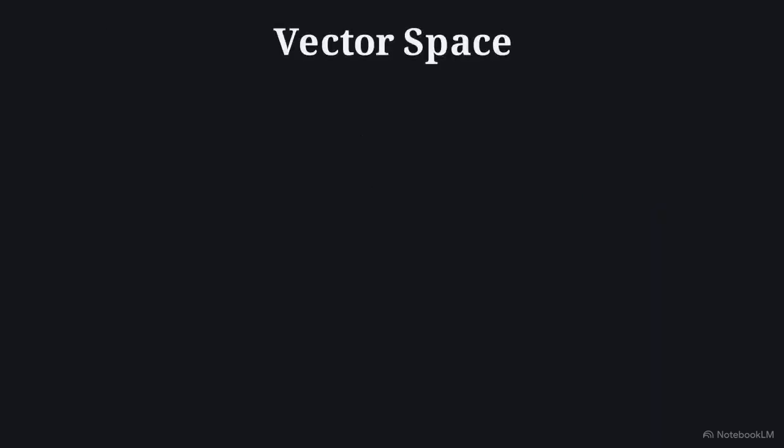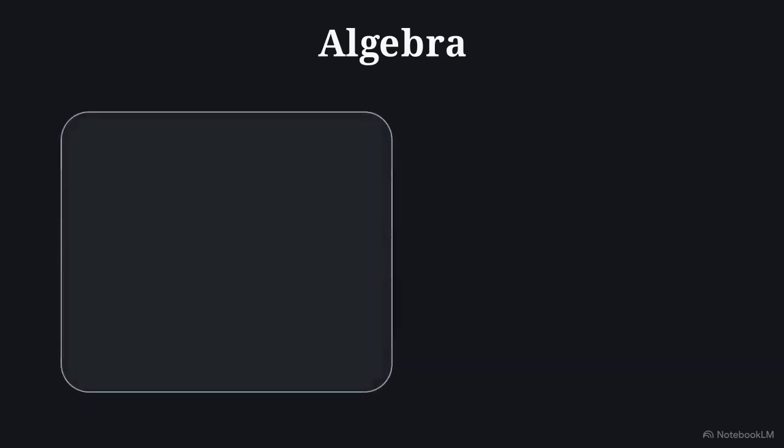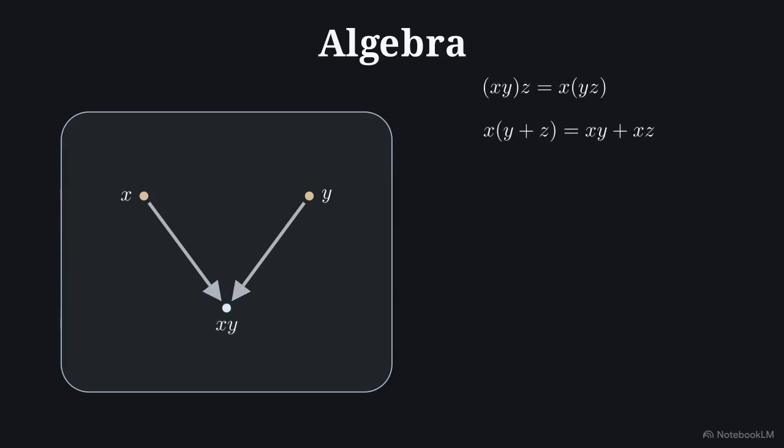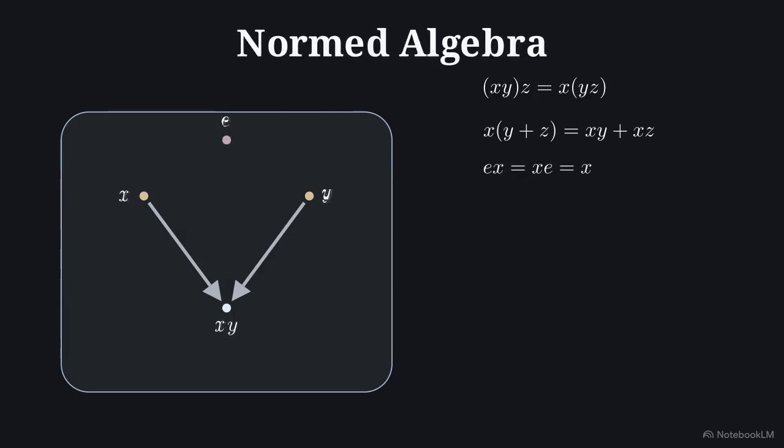The first addition turns a standard vector space into an algebra. We do this by introducing a rule for vector multiplication. For any two vectors, their product must also be a vector in the space. This multiplication follows the associative and distributive laws and includes a unique identity element labeled E, which leaves any vector unchanged upon multiplication. Next, we add norm brackets to measure distance, creating a normed algebra.